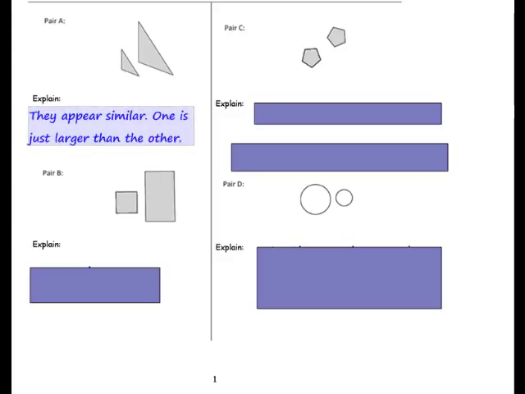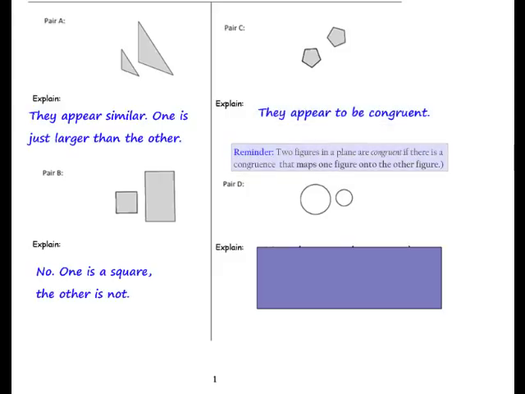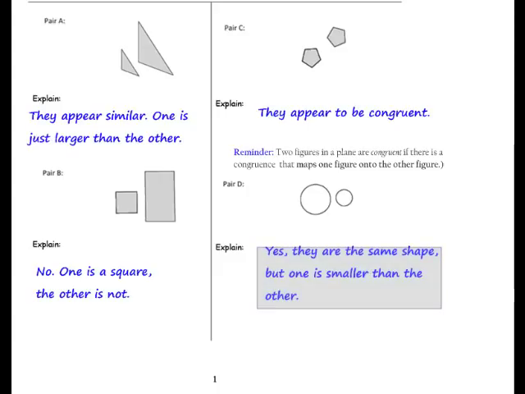The triangles appear similar. One is just larger than the other. No, one is a square, the other is not. For pair C, they appear to be congruent. And just a reminder, two figures in a plane are congruent if there is a congruence that maps one figure onto the other. And for pair D, the circles, they are the same shape, but one is smaller than the other, so they appear to be similar.